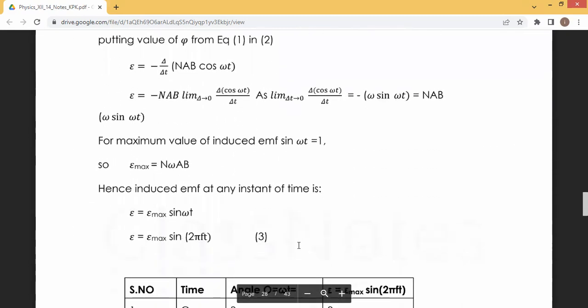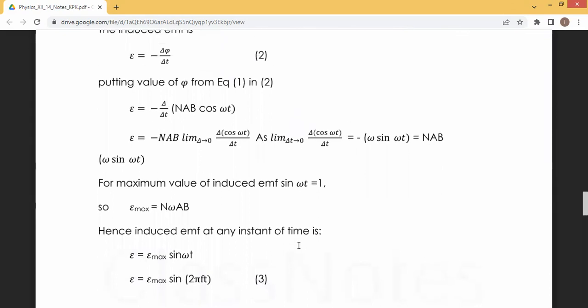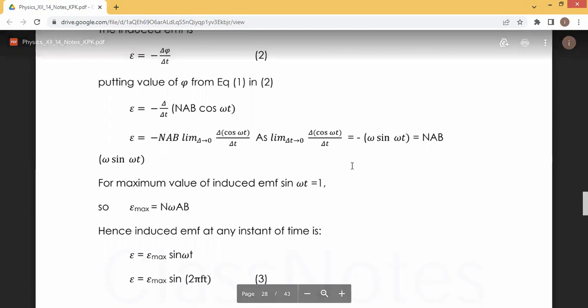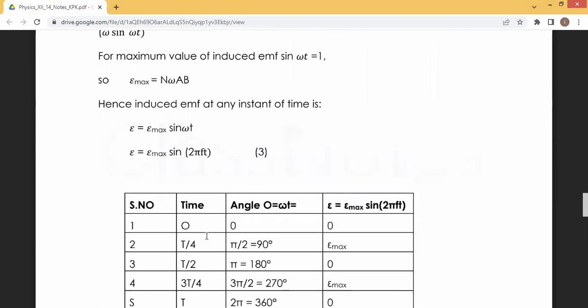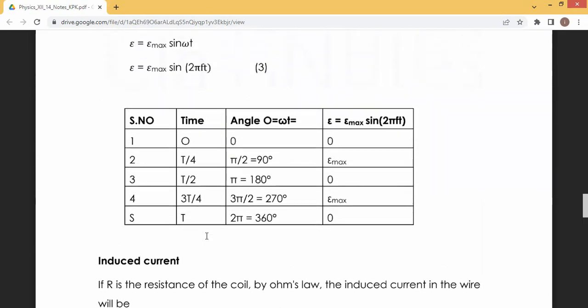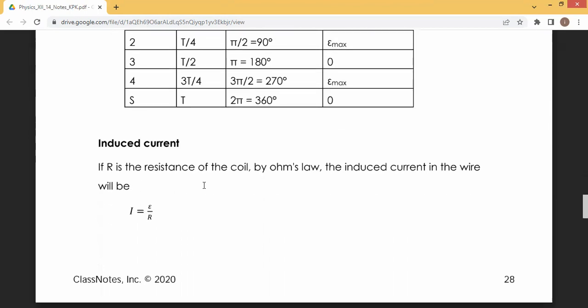Now, the relation for this is that the maximum value of induced EMF is NBAω. N is the number of turns, ω is the angular velocity, A is the area and B is the magnetic field. So it will be sine omega t. With respect to angle, it goes from 0 to 45 degrees, then 90, 180, 270, and 360 respectively.